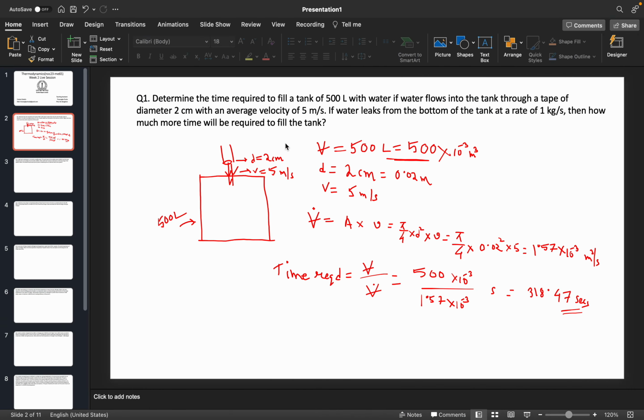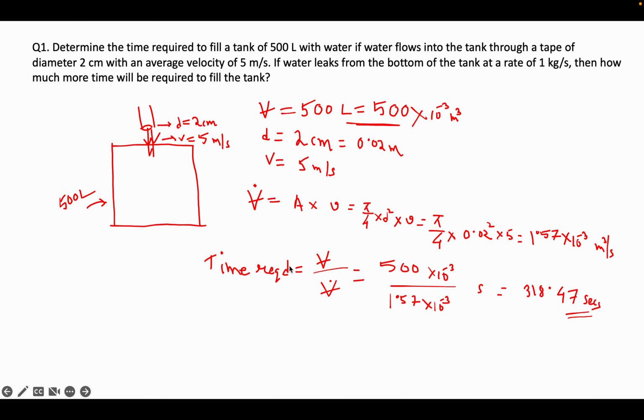Okay, so this question has got another part. Now in the second case it is telling that water is leaking from the bottom of the tank at the rate of 1 kg per second. Okay, the same thing. This is my case 1, I can say case A.